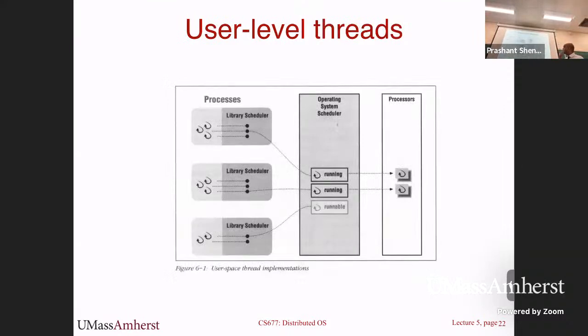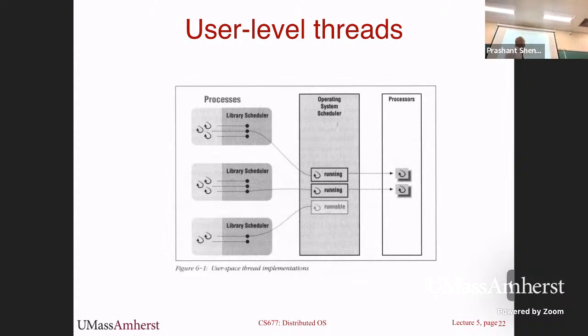So here's an example of a user level thread. These are your processors, so there are 2 cores. That's your operating system, and there is a scheduler. Each of those boxes is essentially a process or address space. You will see the top process has 3 threads, and there's a library scheduler that manages them. This process also has 3 threads. This process has 2 threads. The OS sees this as 3 single threaded processes.